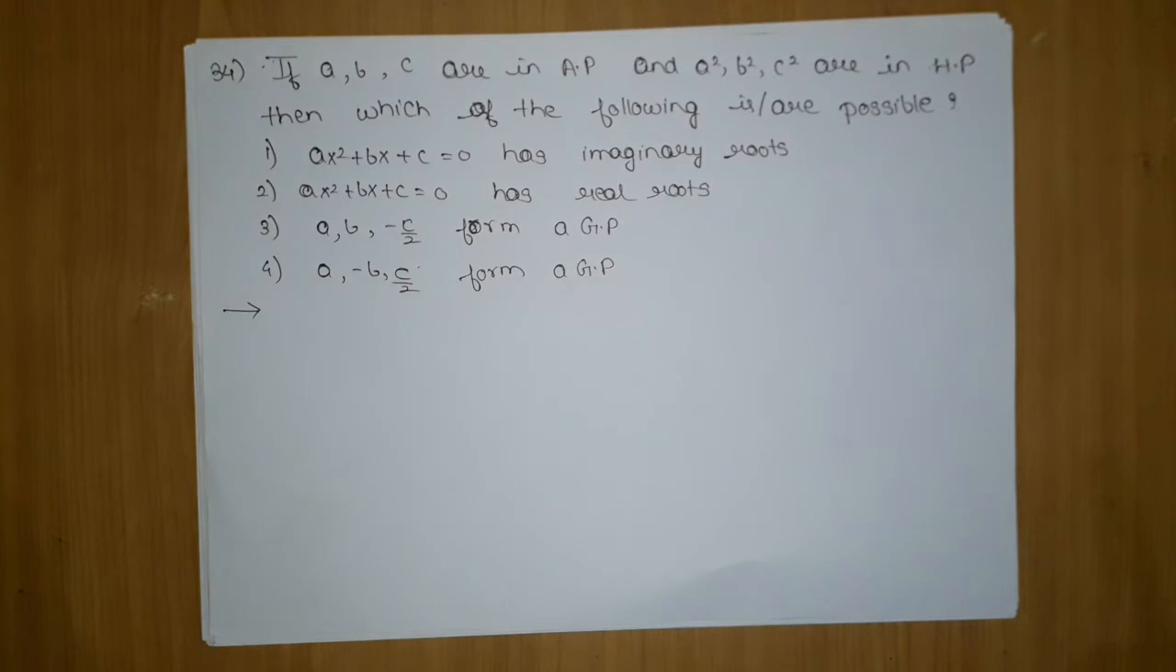First, AX square plus BX plus C is equal to 0 has imaginary roots. Second, AX square plus BX plus C is equal to 0 has real roots. Third, A comma B comma minus C by 2 form a GP. Fourth, A comma minus B comma C by 2 form a GP. Okay, so now let's check.